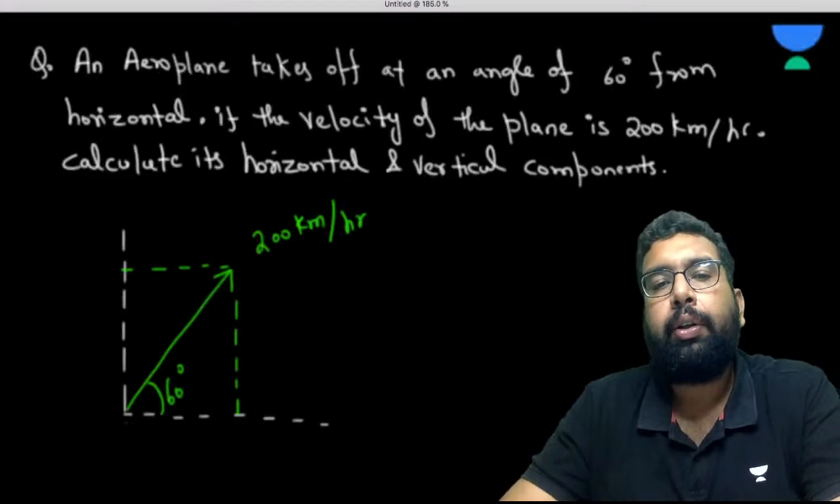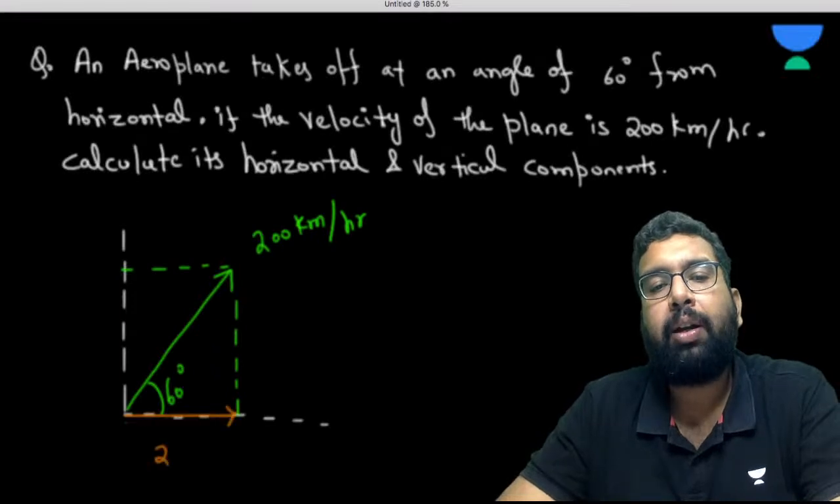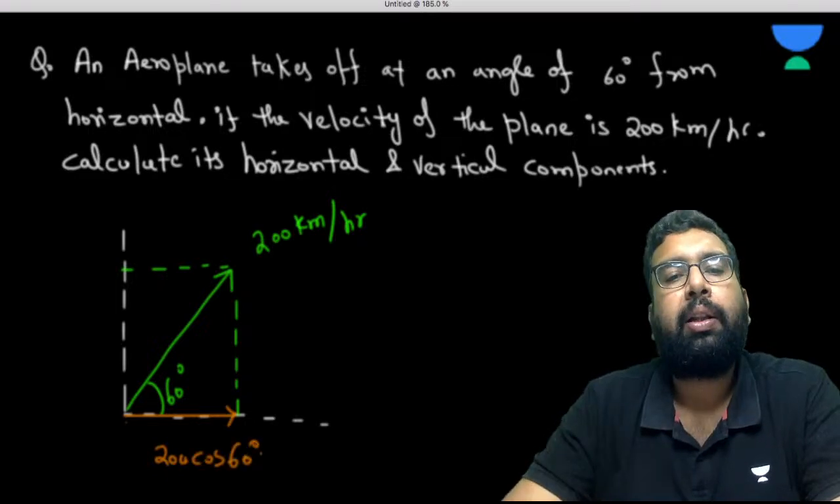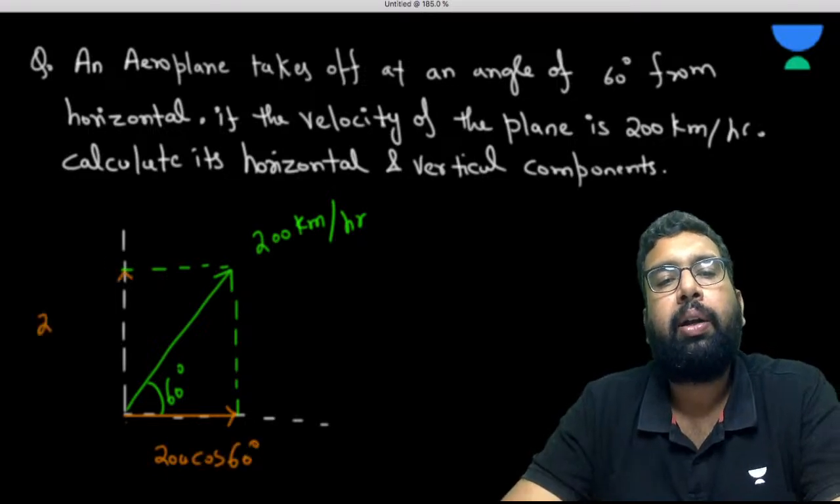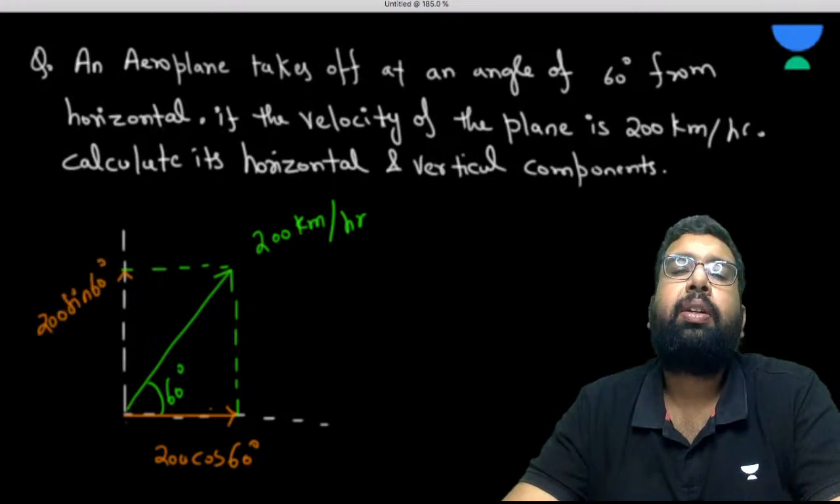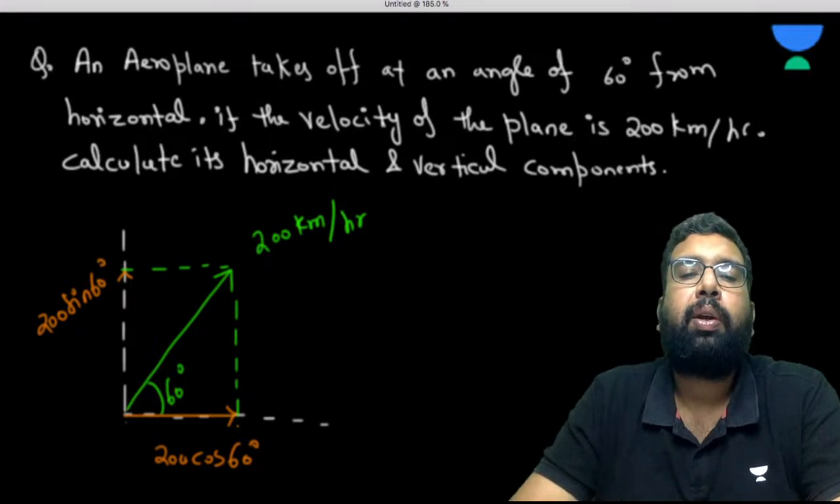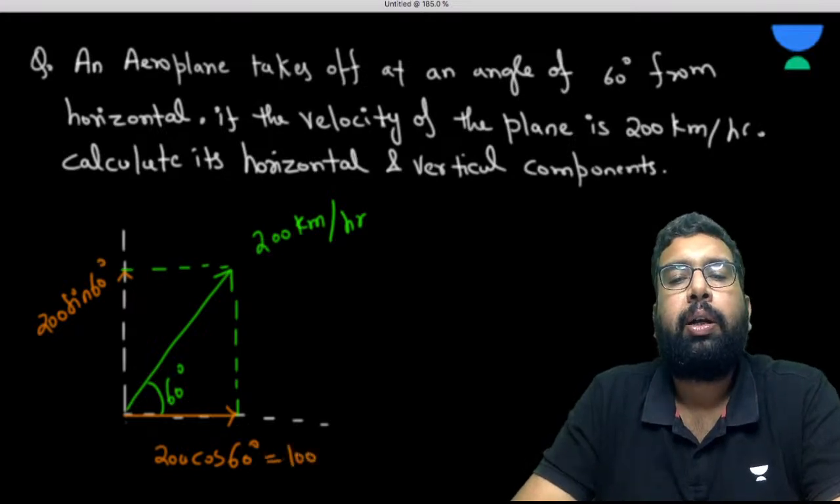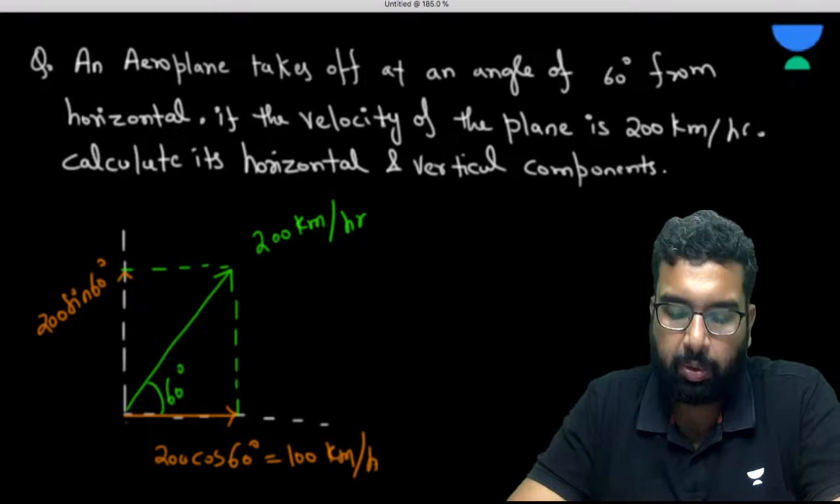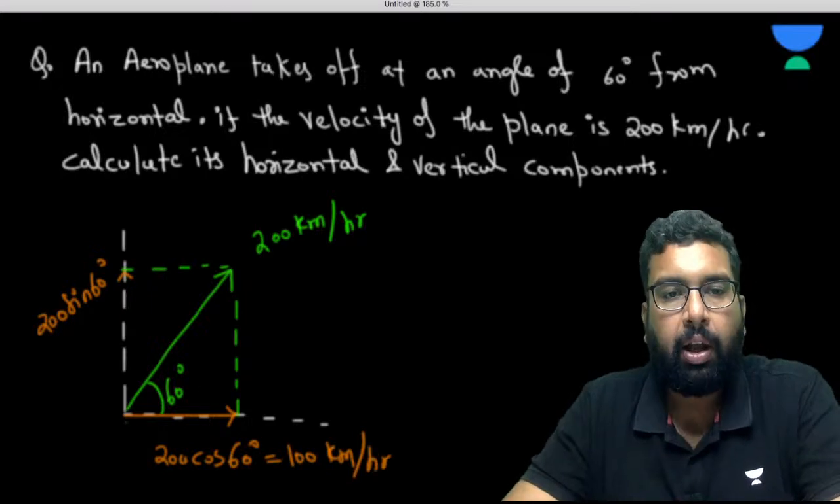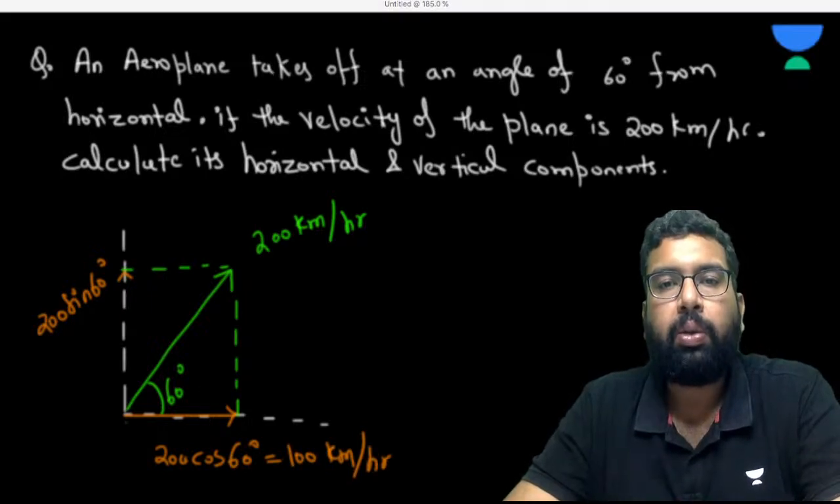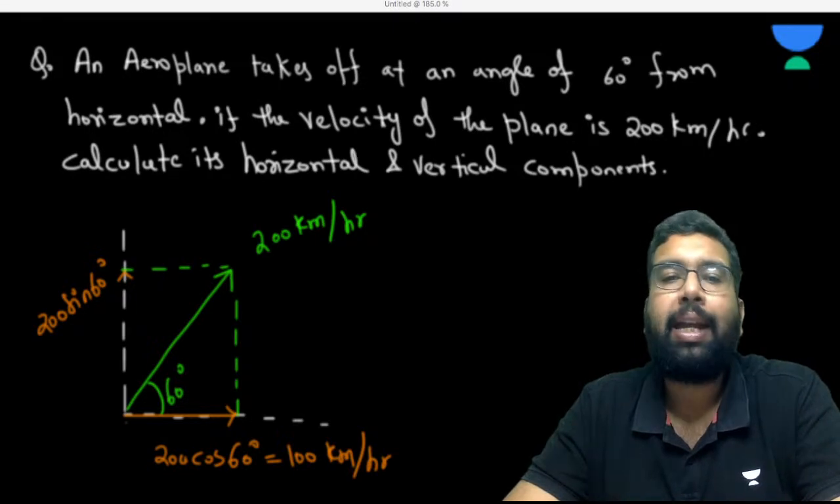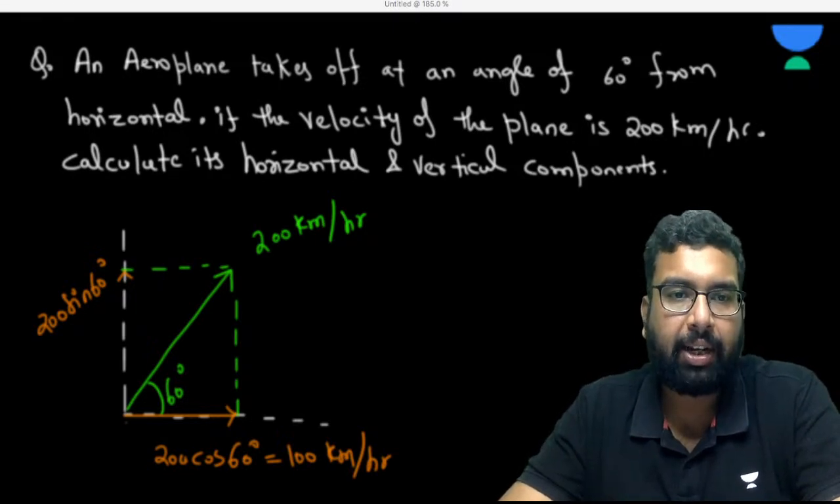So now this is 200. So obviously this is going to be 200 cos 60 because it is making the angle from here, and this is going to be 200 sin 60, right or wrong? So 200 cos 60, cos 60 is 1 by 2, so it will become 100 kilometer per hour, and you can change it into meter per second if required. How do you change it? Sir, we know that we have to multiply 5 by 18 to it. Very easily we can do that.